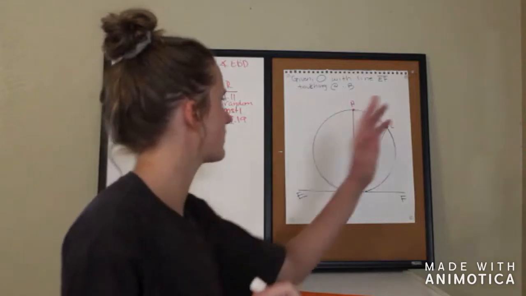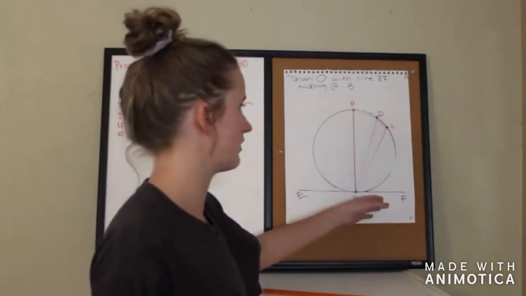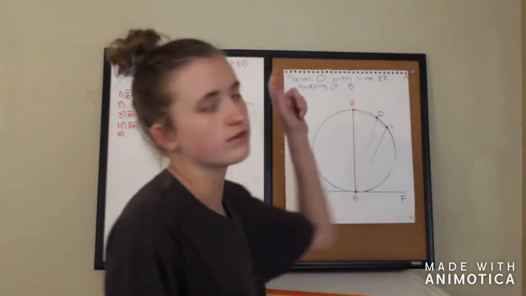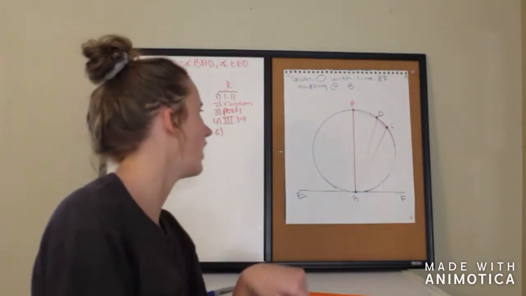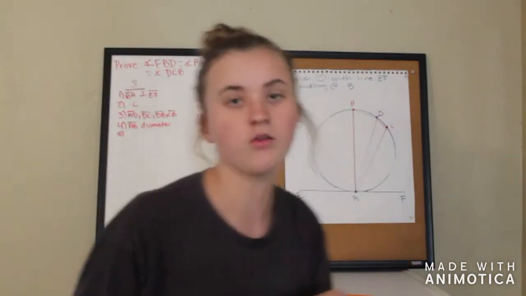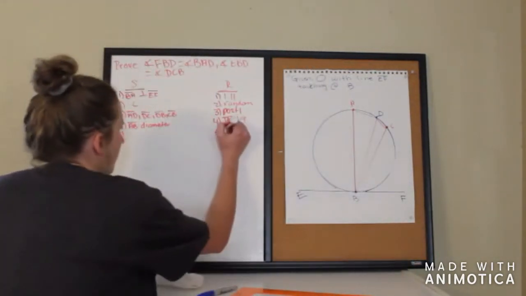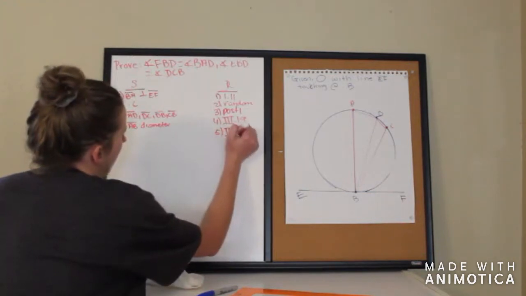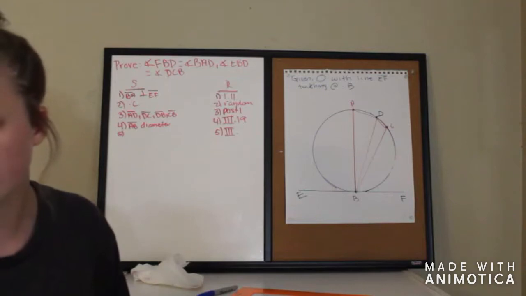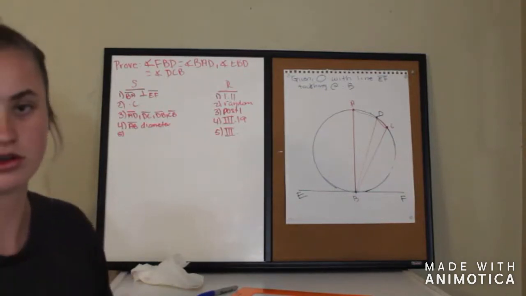Now that we have this is half of the circle, we know that this is a semicircle. And therefore, angle BDA is a right angle, because if you're given a right angle and the lines meet, then that angle has to be a right angle. We know that because of Book 3, Proposition 31.